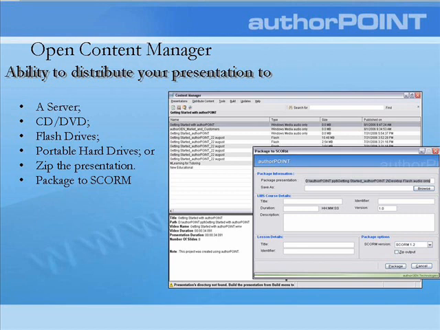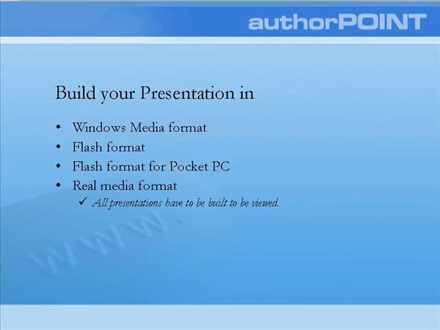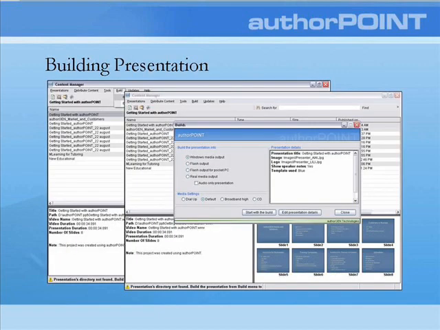Content Manager enables you to build a presentation captured through authorPOINT to Windows Media Format, Flash Format for Pocket PC, and Real Media Format. All presentations must first be built in order to be viewed. To build a presentation, select the presentation to be built from the main list of presentations. Go to the Build menu and select Build Options. The Build window opens up, providing the list of possible output formats available.